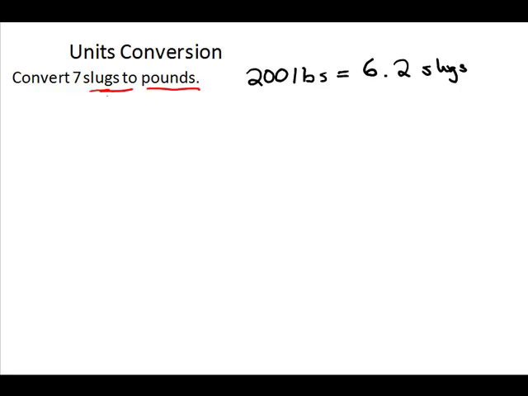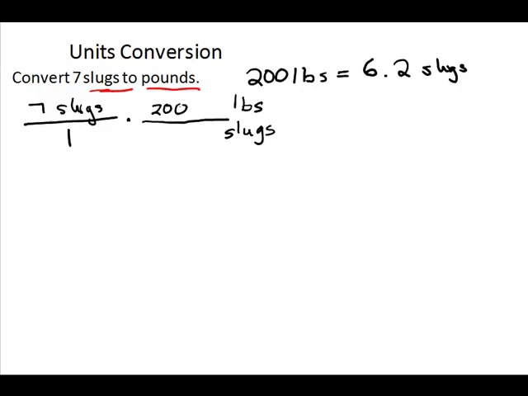So we start like normal. Write what we have. We have 7 slugs. Make it look like a fraction. We want to get rid of slugs, so it's going to the denominator. And we want to get pounds. So we fill in what we know. 200 pounds in 6.2 slugs.